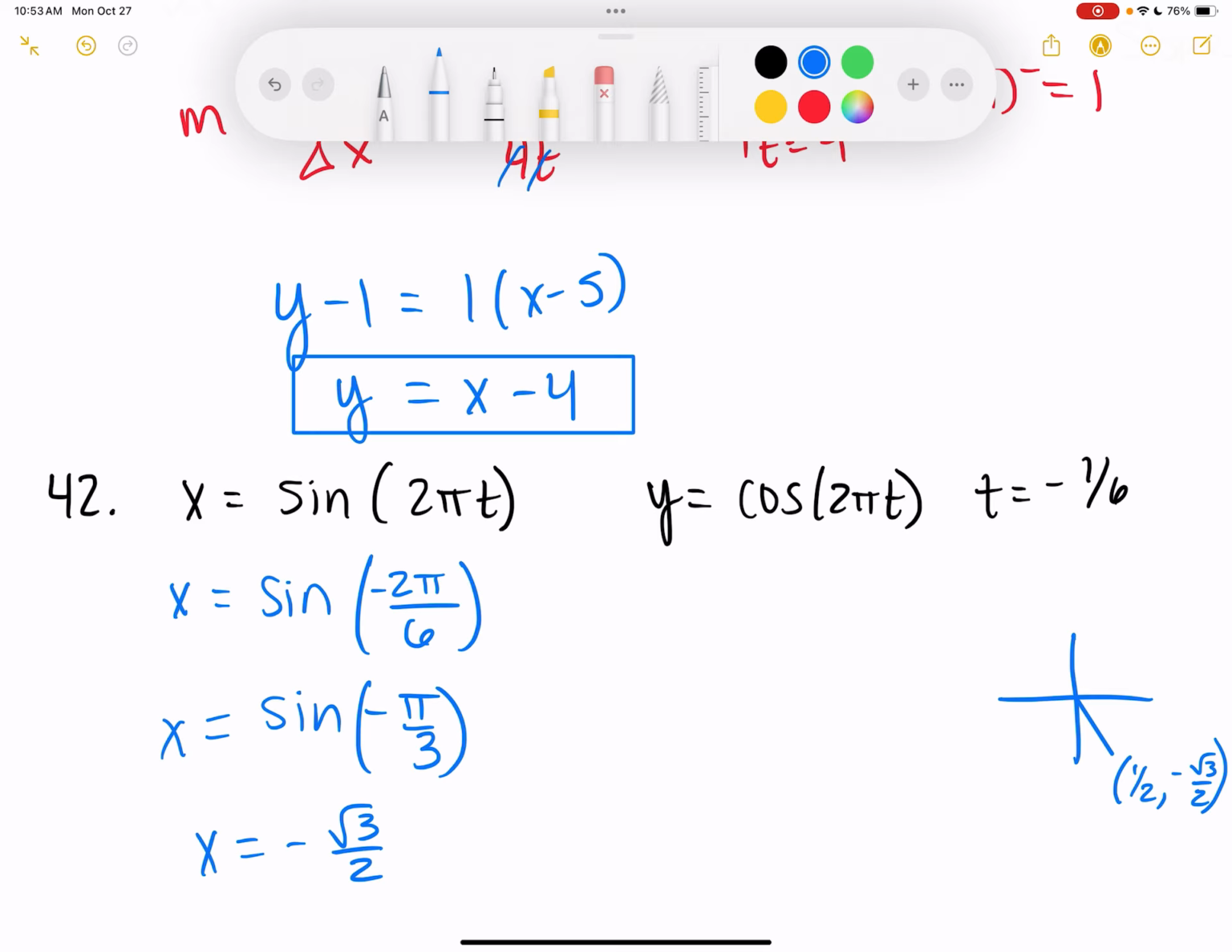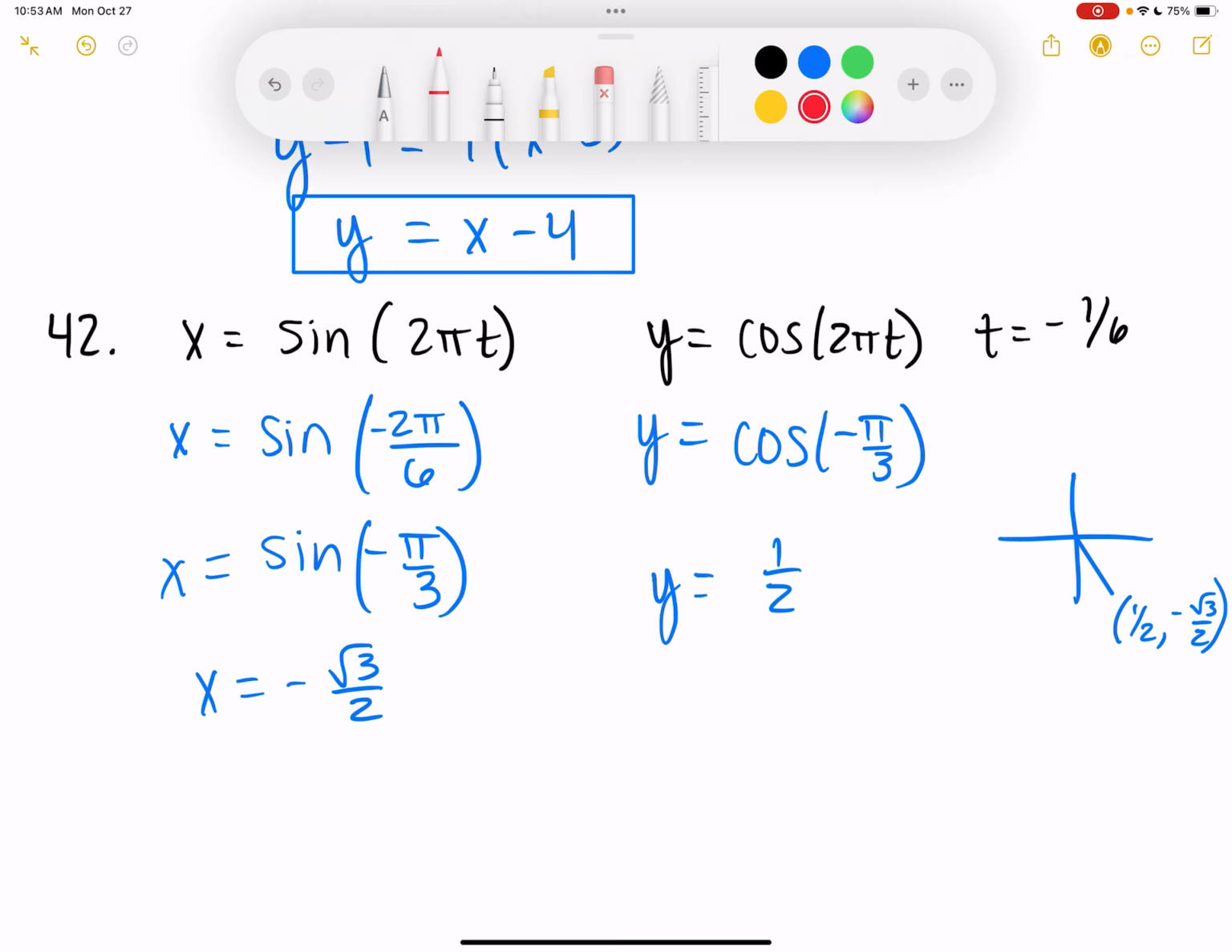And then over here, y equals, well, I obviously know how this is going to cancel because it's basically the same thing inside. So the cosine of -pi over 3. So y is going to be +1/2 then. So you don't have to rewrite it as an ordered pair as long as you have the pieces, but I just like to do that to see it.